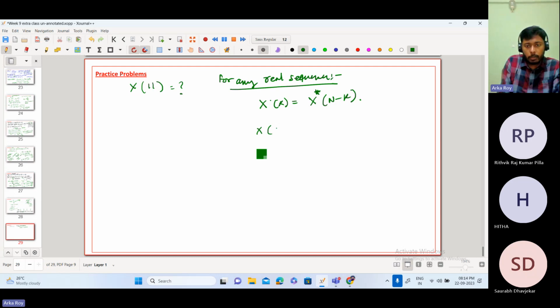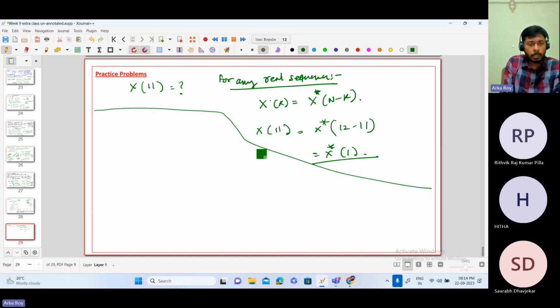So I need to find x of 11, that is x star of N minus 11, so 12 minus 11, x star of 1. So I need to find what is x of 1 and then I can find what is x of 11. So x of 1 is equal to 3 plus, by using the same formula, e to the power minus j 2 pi. Let me just evaluate. I need to find for 1.